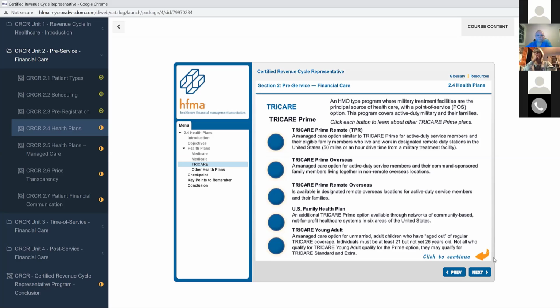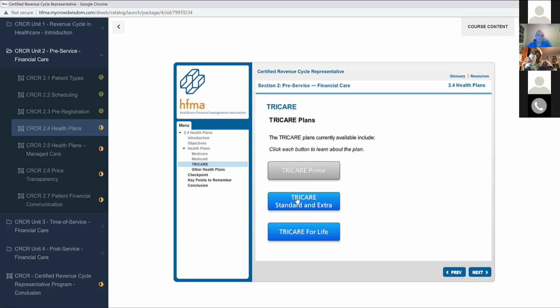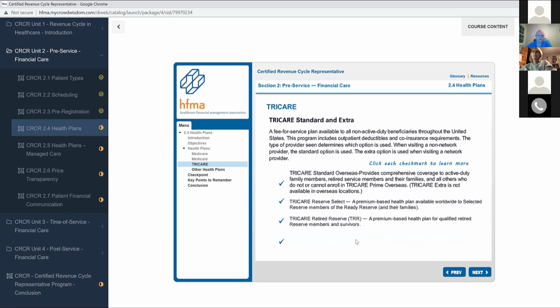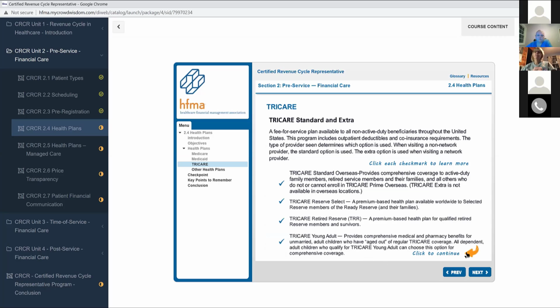And then there's Tricare Standard and Extra. The most important thing is just to know which type of Tricare covers who, right? So this is a fee-for-service plan available to all non-active duty beneficiaries throughout the United States. And again, you could just read more about each one. And then Tricare for Life. So Tricare for Life is the Tricare supplement to the Medicare program. This program is only available to Medicare eligible individuals who are also enrolled in Medicare A and B benefits.